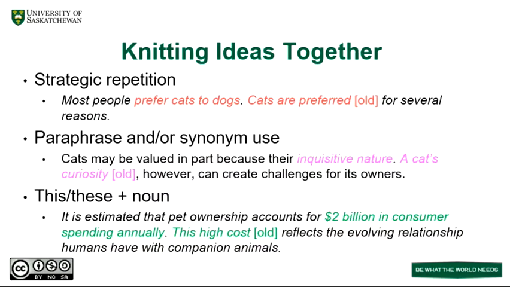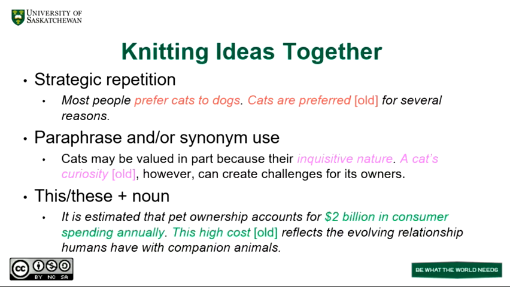So taking a closer look at these three options, we have, again, the strategic repetition. Most people prefer cats to dogs. Cats are preferred for several reasons. So we're taking that wording of cats and preference, prefer, preferred, and we are repeating them at the beginning of that new sentence. The next example, paraphrase or synonym use.